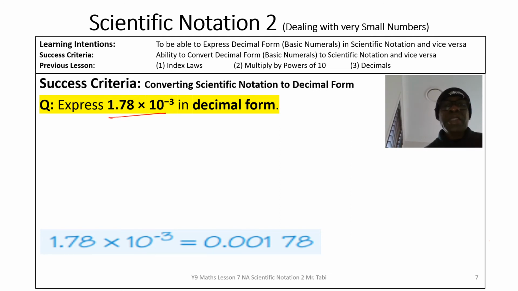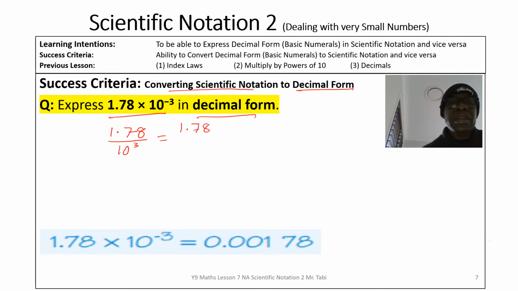Now we have scientific notation and we are converting that to the decimal form. So remember, you have 1.78 times 10 to the power 3, which is the same as dividing by 10 to the power minus 3, which is the same as 10 to the power 3, which is the same as 1.78 divided by 1000.